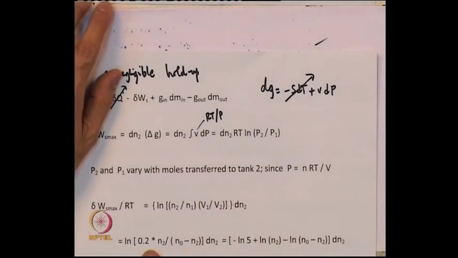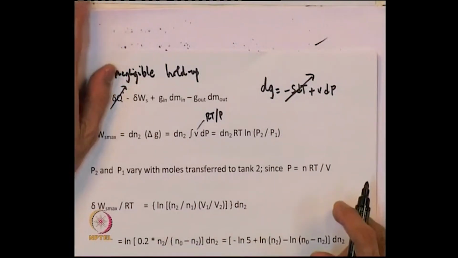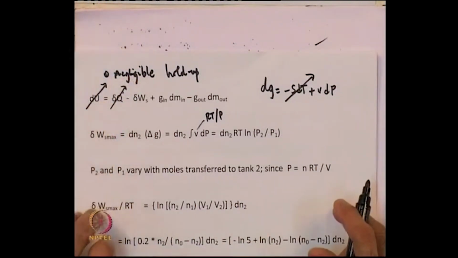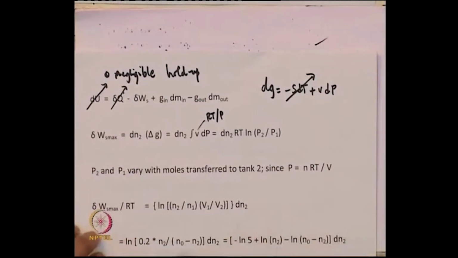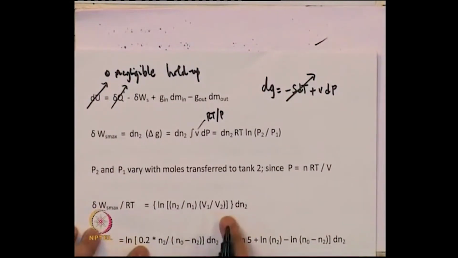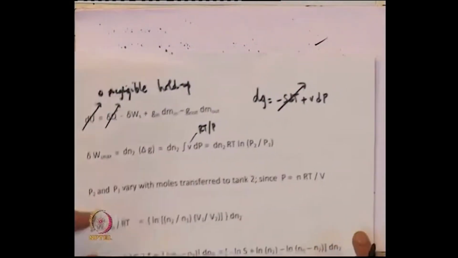I have now substituted for N1, it is N0 minus N2, N1 plus N2 is always equal to N0, N0 is a constant. So, you get this expression, log of V1 by V2 is 0.2, times N2 by N0 minus N2 dN2. So, you can integrate this, you still get the differential amount of work done when dN2 moles are transferred from tank 1 to tank 2. So, you have minus ln phi, log N2 should be integrated, minus log of N0 minus N2 should be integrated.